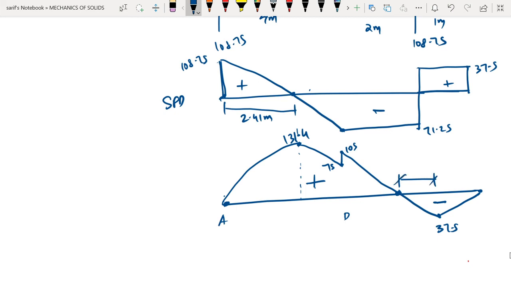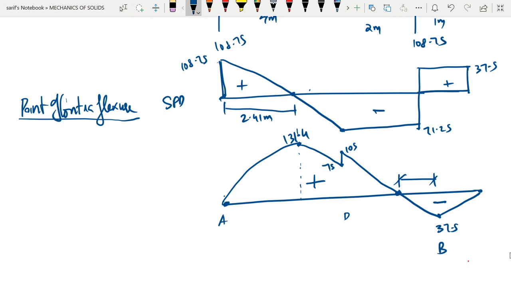And how do we calculate the point of contraflexure? To calculate the point of contraflexure, what we have to do is, the expression for bending moment in the region DB, we have to equate that to 0 because that is the point where bending moment is 0. So the point of contraflexure means the point on either side of which the flexure is going to be of opposite nature. One is hogging, another one is sagging.